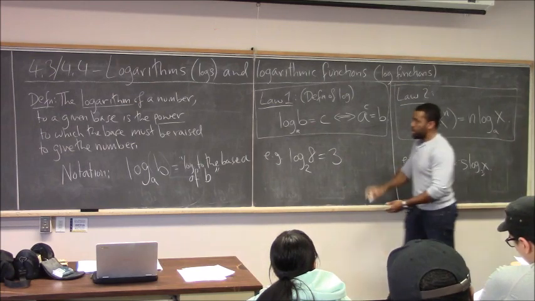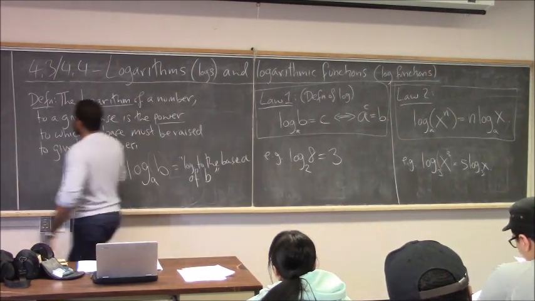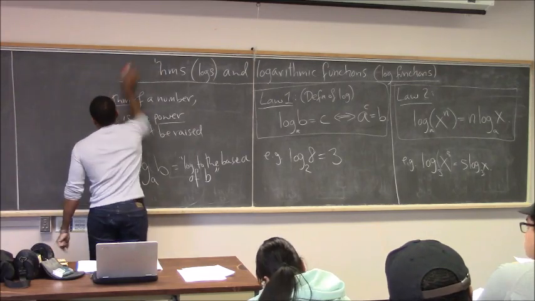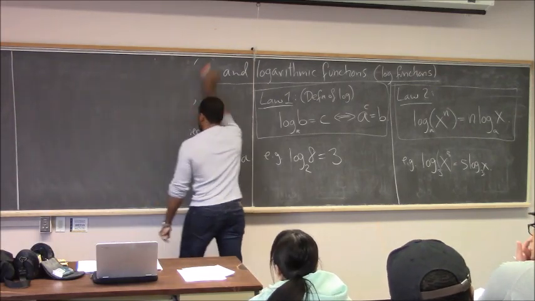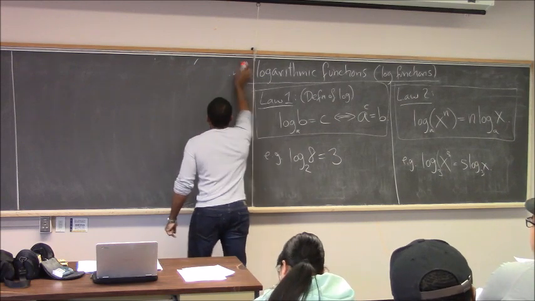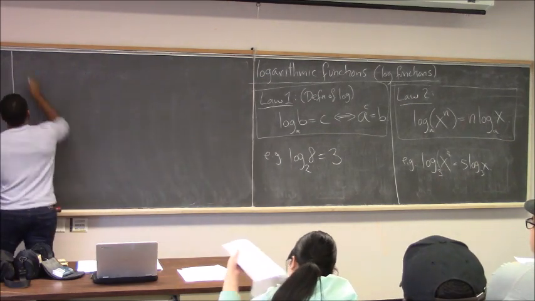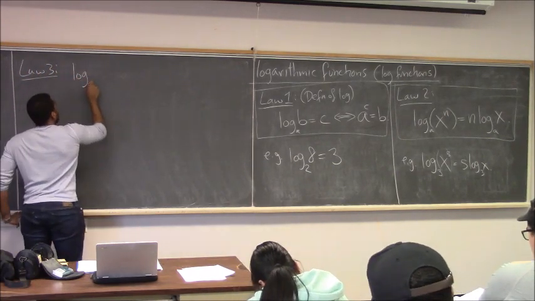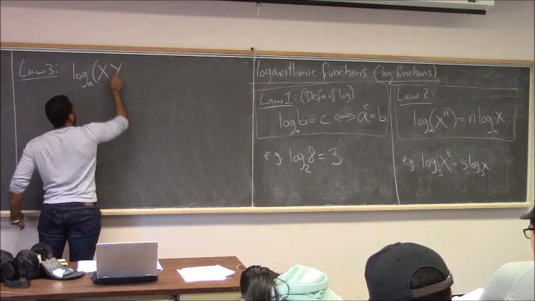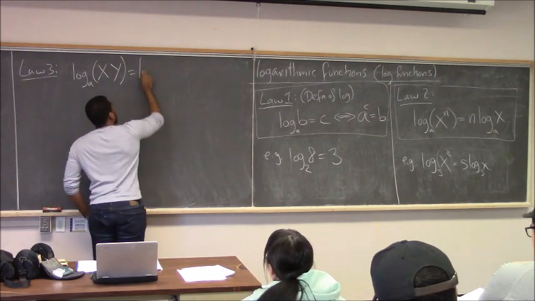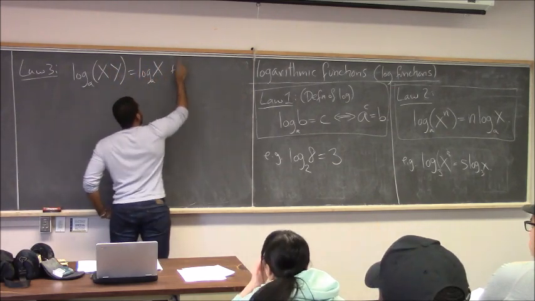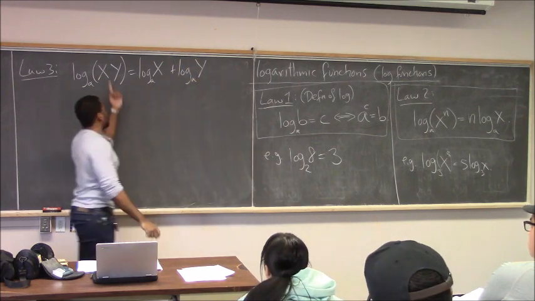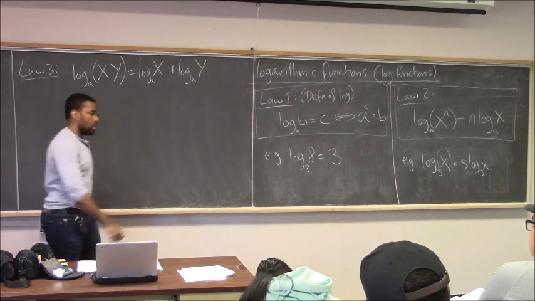Here's other ways that logs make things nicer. We know that when you multiply things of the same base, you add the powers. This tells you if you're logging something that's a product, it becomes a sum. This is law 3. You have log to the base a of, say, x times y. This is equal to log to the base a of x plus log to the base a of y. Logs turn products into sums.